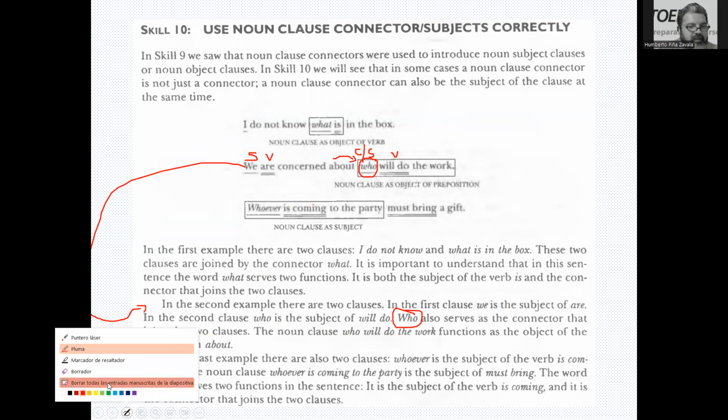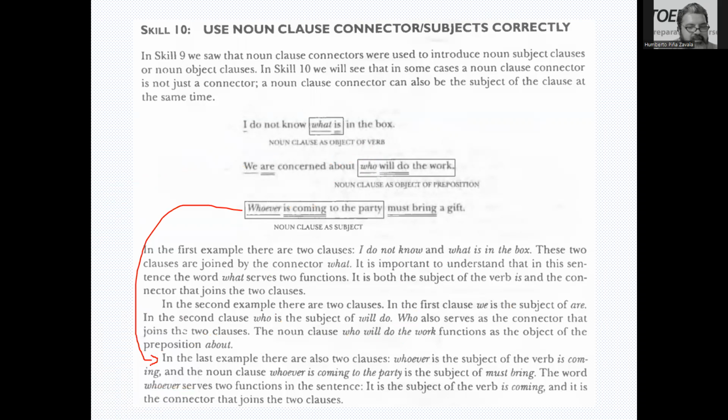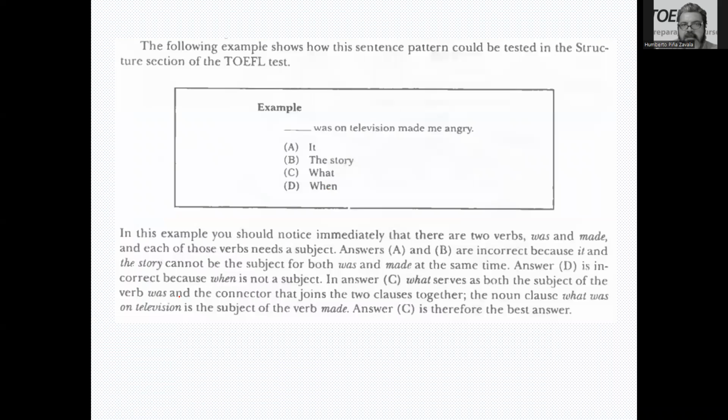Simple, easy, no problem. In the last example, there are also two clauses. Whoever is the subject of the verb is coming. And the whole noun clause, whoever is coming to the party, is the subject of the verb must bring. The word whoever serves two functions in the sentence. It is the subject of the verb is coming, but it's also the connector that joins the two clauses. Whoever is coming to the party must bring a gift. Okay? So that's what we're saying.